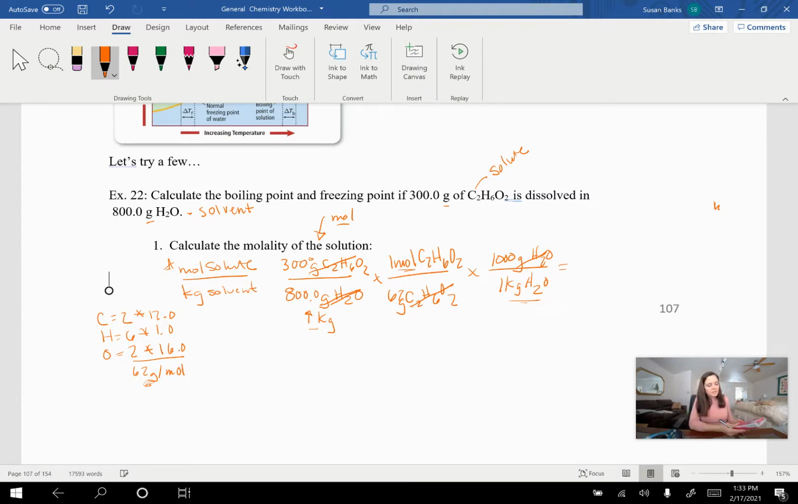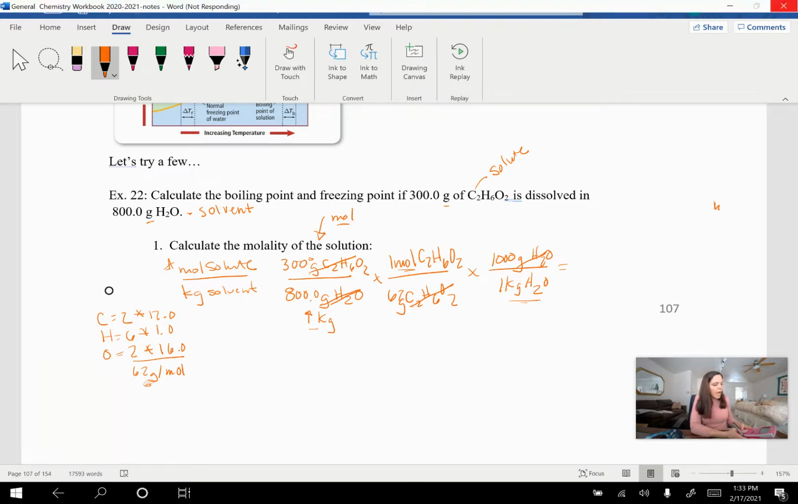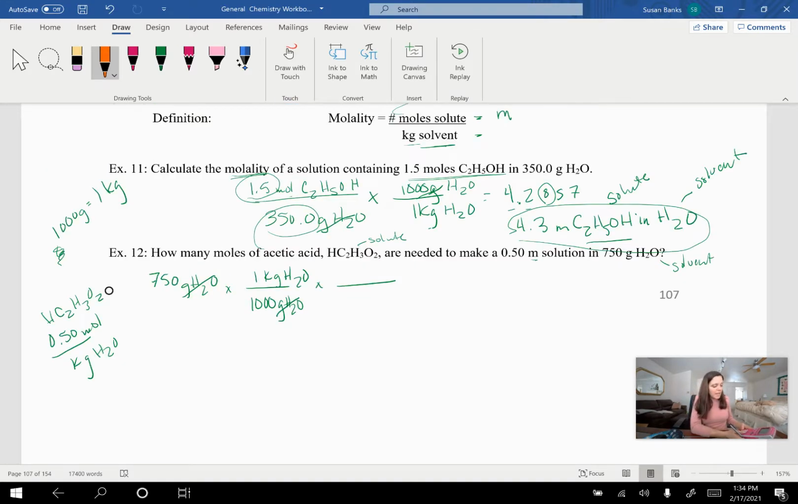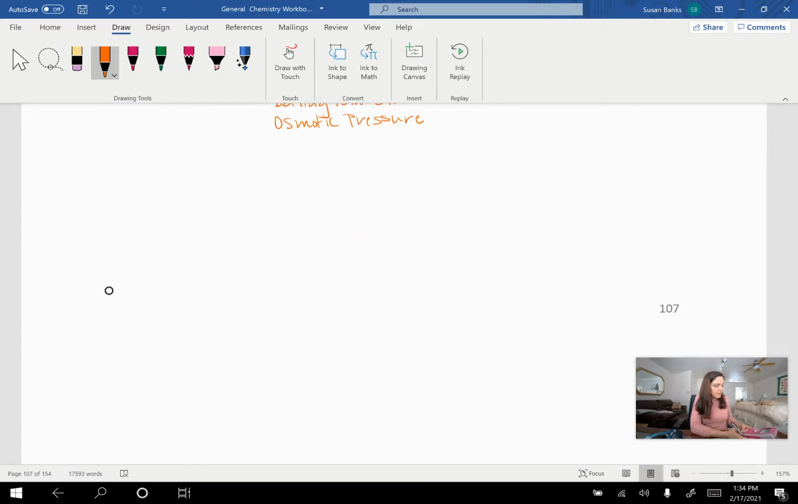Okay, so let's calculate this molality. So I'm going to take 300 and I'm going to divide it by 800. I'm going to divide it by 62, and I'm going to multiply it by 1,000.